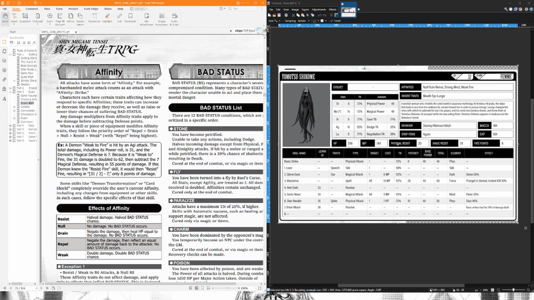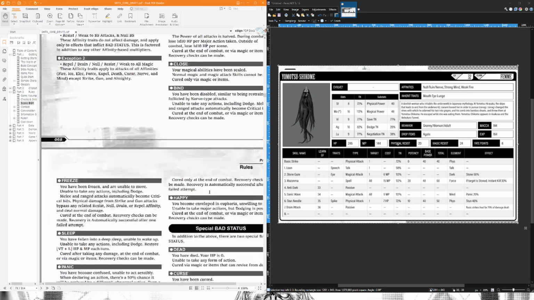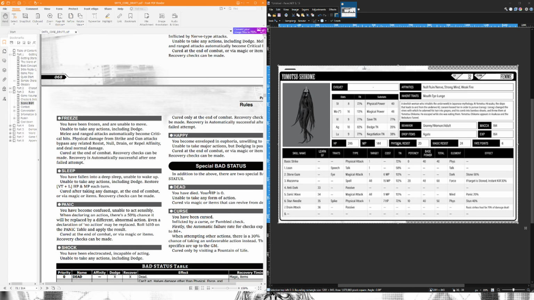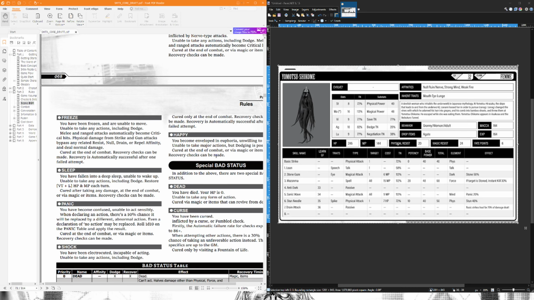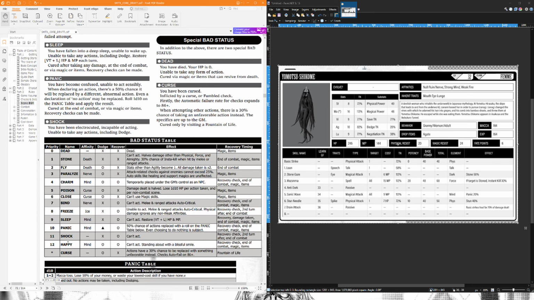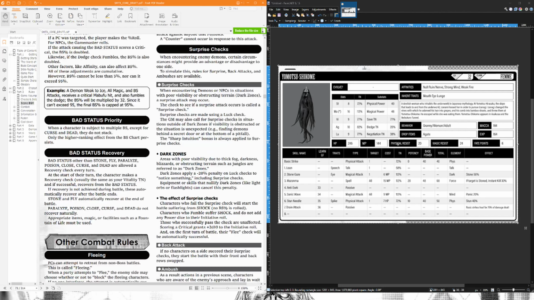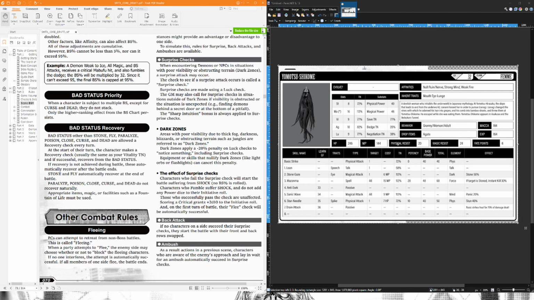A lot of the affinity and bad status is copy pasted from Tokyo Conception. There's a new one called Happy, which is the lowest level effect, and it's basically just a shitty stun. You can still dodge, and you can auto recover, or you can recover yourself with a vitality check. So escape rules, surprise checks, dark zones, back attacks, ambush.